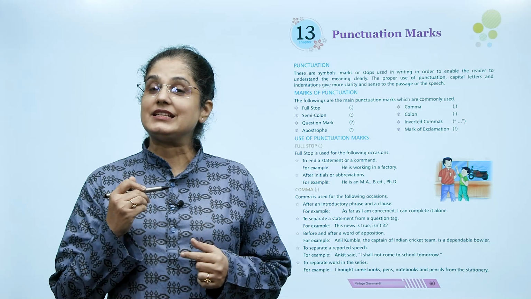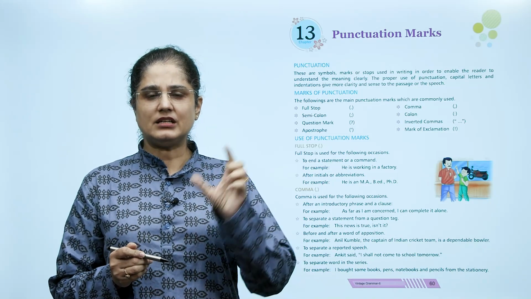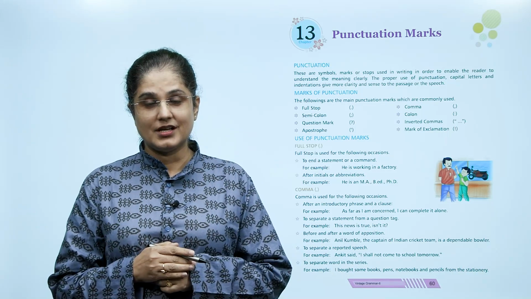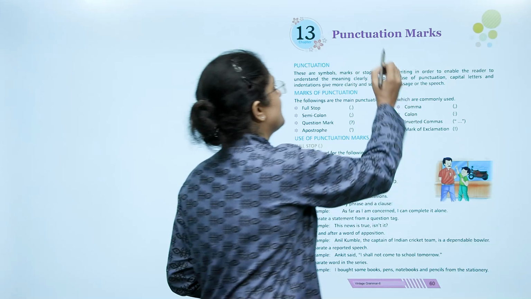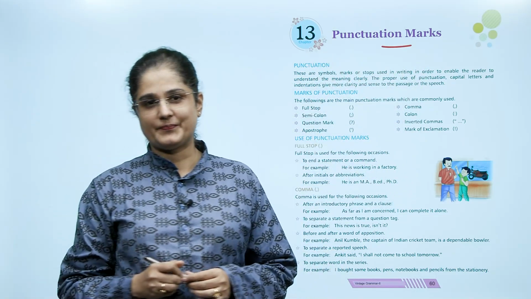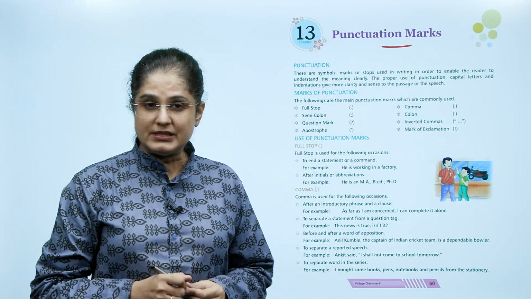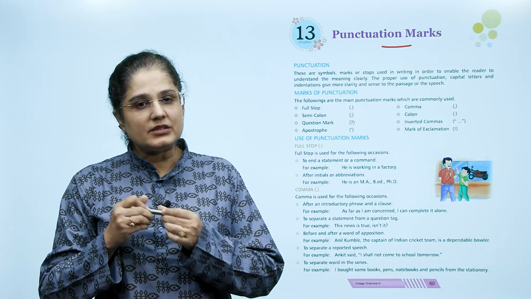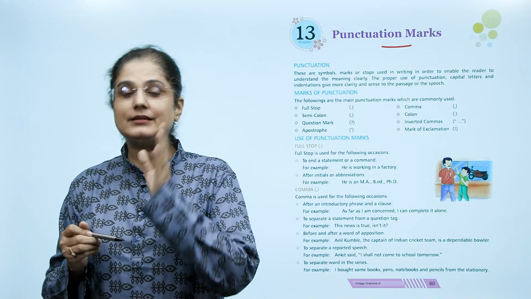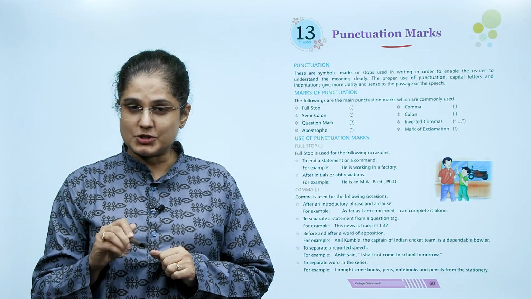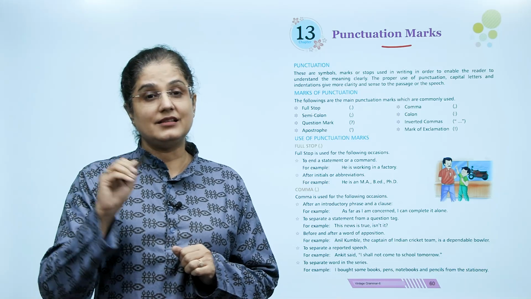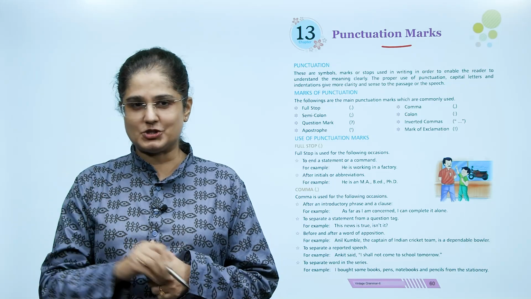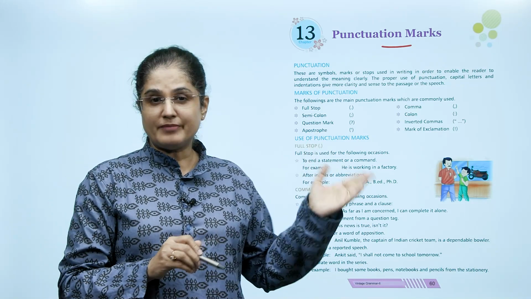Now, when we are speaking sentences, we sometimes take a pause, or how do we come to know that the sentence has ended? For that purpose, we use punctuation marks. Now, punctuation are symbols, marks or stops used in writing in order to enable the reader to understand the meaning clearly. The proper use of punctuation, capital letters and indentations give more clarity and sense to the passage or the speech. So, what are the different marks of punctuation?